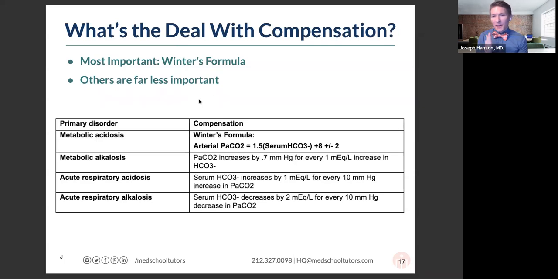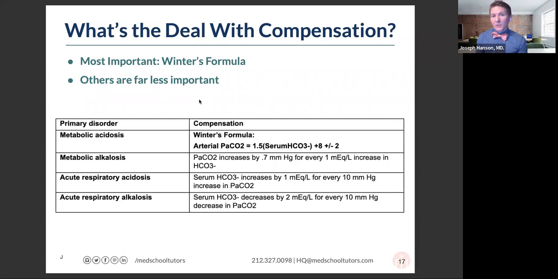And then you get a little wiggle factor of plus or minus 2 to give you a range of possible values. You must know that one, which means when you're looking at metabolic acidosis, you have two things that you must immediately calculate right away. The anion gap to determine whether it's anion gap or non-anion gap for etiology, and Winter's formula, supposing that they give you enough values to figure that stuff out.